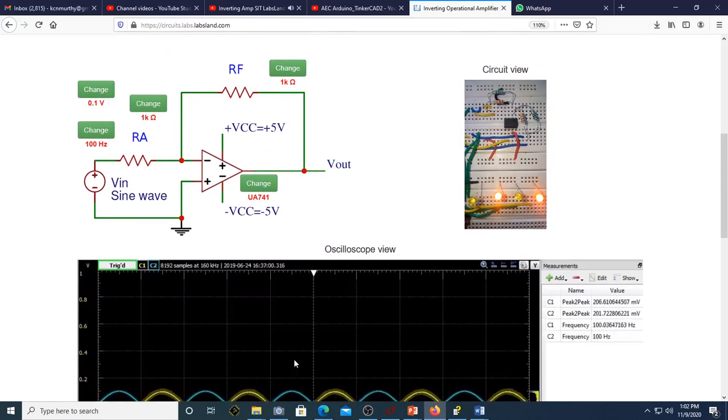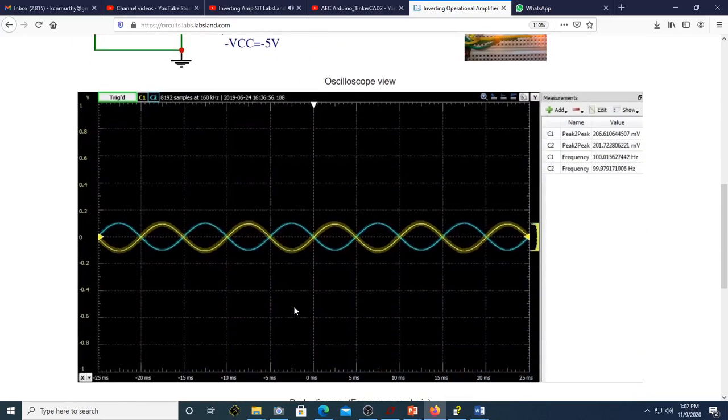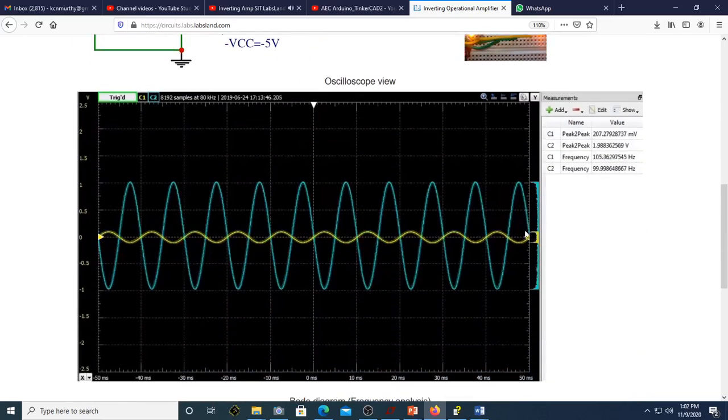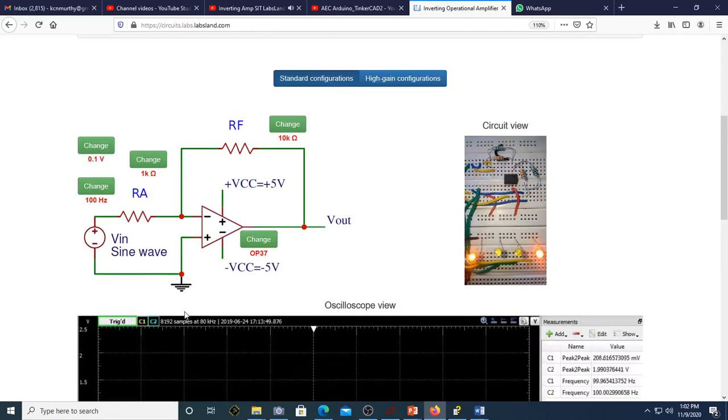The above process is carried out for another Opamp OP37 with better performance parameters. In the first case with Ra equal to 1 kΩ and Rf 10 kΩ, the gain and frequency are 20.02 dB and 202.04 Hz respectively. And the 3 dB bandwidth is increased to 1.754 MHz. This shows that the Opamp OP37 with larger open loop gain has better bandwidth compared to that of UA741.